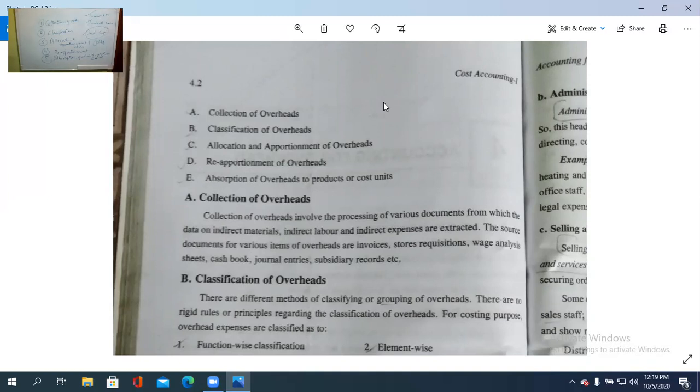So, what is this? First one, collection of overhead. The source documents for various items of overhead are invoices, store requisition, wage analysis sheet, cash book, journal entry, subsidiary records, etc.